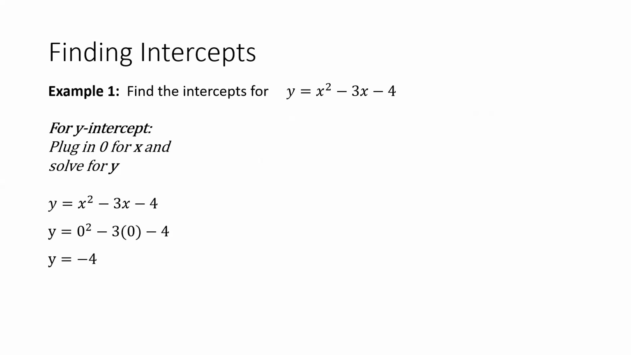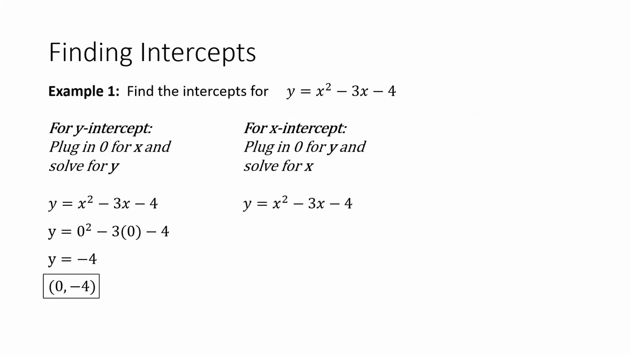Now, something that's very important is that's not the answer. Don't write y is equal to negative 4 because that's not a point. When we're talking about intercepts, we're talking about points. Since I plugged in a 0 for x, my point is going to be (0, -4). Make sure you're writing them as points. I'm going to be a stickler about that on the exam, and you will lose points if you don't write them in that form. Very similarly, for the x-intercept, I plug in 0 for y and solve for x.